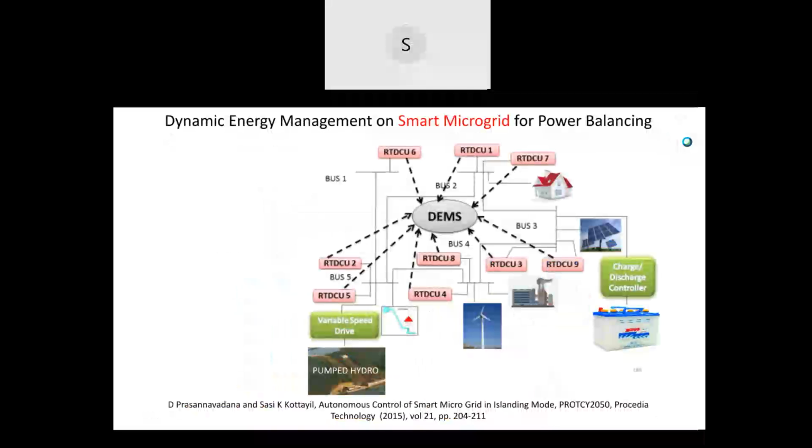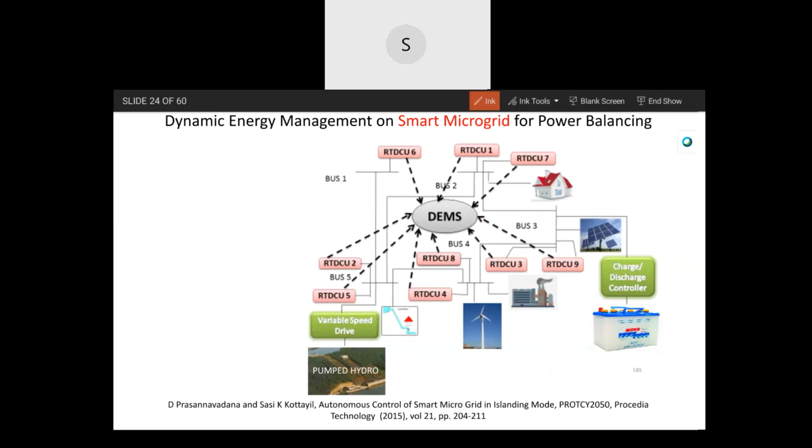And you need this microgrid to be smart. Then only all these activities will be done. On every bus, there has to be an RTDCU, the remote terminal data collection unit. So this RTDCU, you can call it a distribution PMU. At that rate, it should be sampling the parameters, that is the voltage, current or frequency, and with that, this management can be done. That is a smart microgrid.